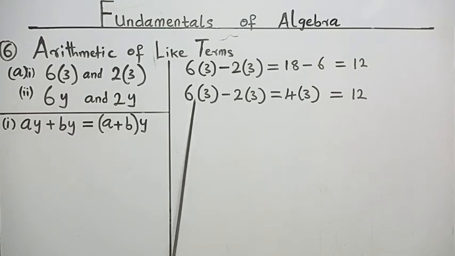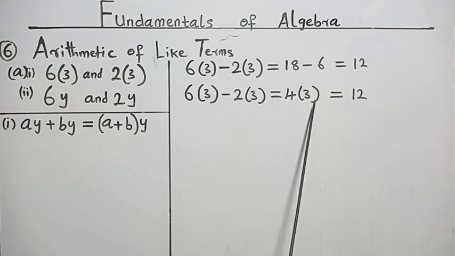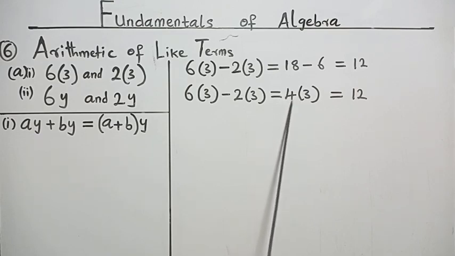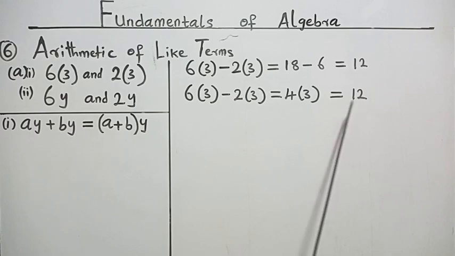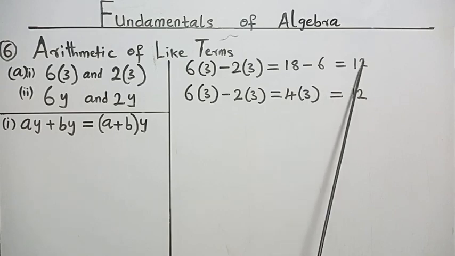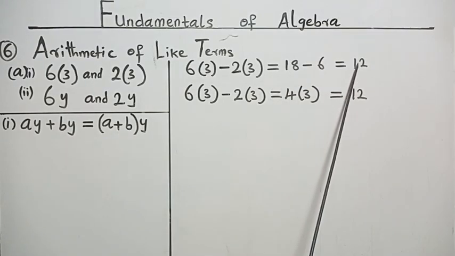That is 6 bracket 3 minus 2 bracket 3 is equal to 4 bracket 3. Please confirm that you know and agree that this minus this will give us this. Then 4 bracket 3 will still give us 12. Why? 4 bracket 3 means 4 times 3. And 4 times 3 is the same 12 we got earlier. With this method, the answer is 12. With this method, the answer is also 12.